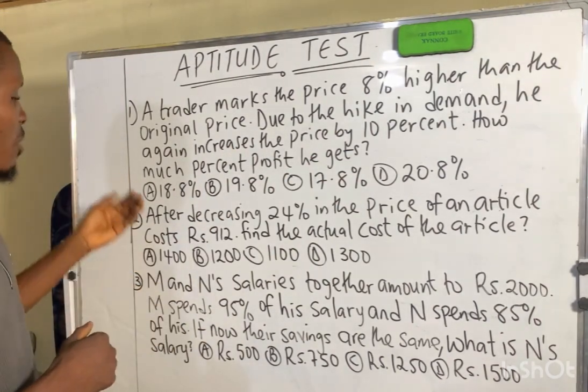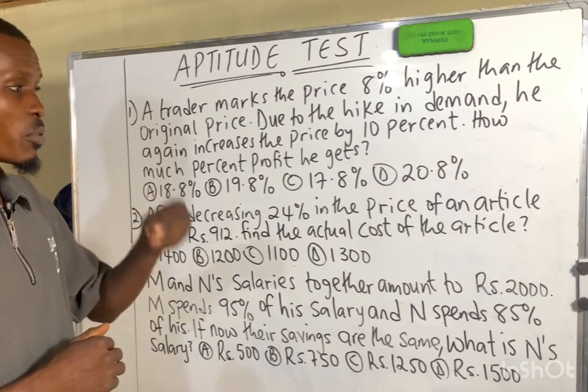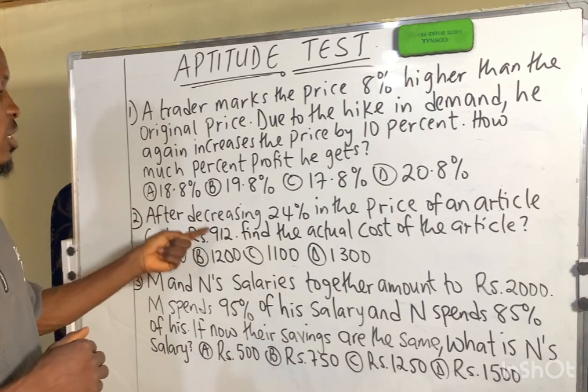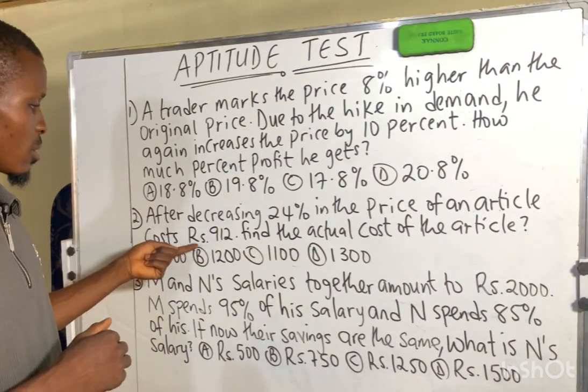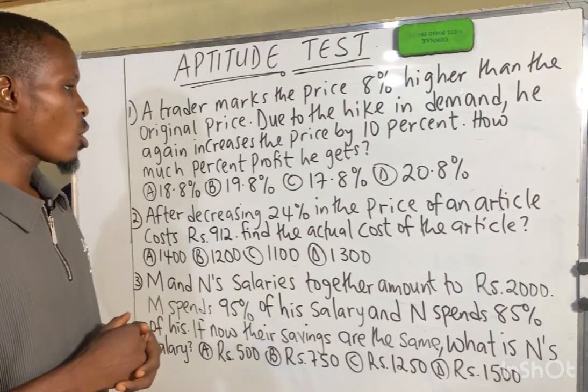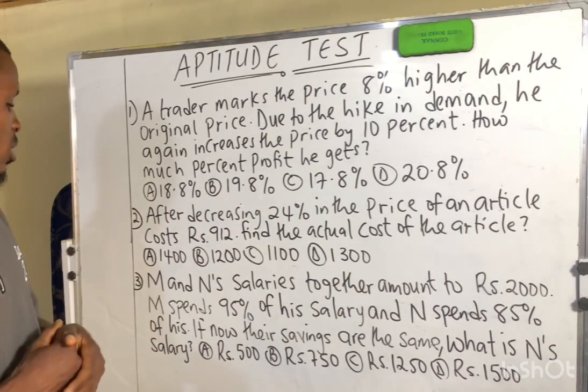Number two, after decreasing the price of an article by 24%, it costs 912 rupees. Find the actual cost of the article. You have options A to D.